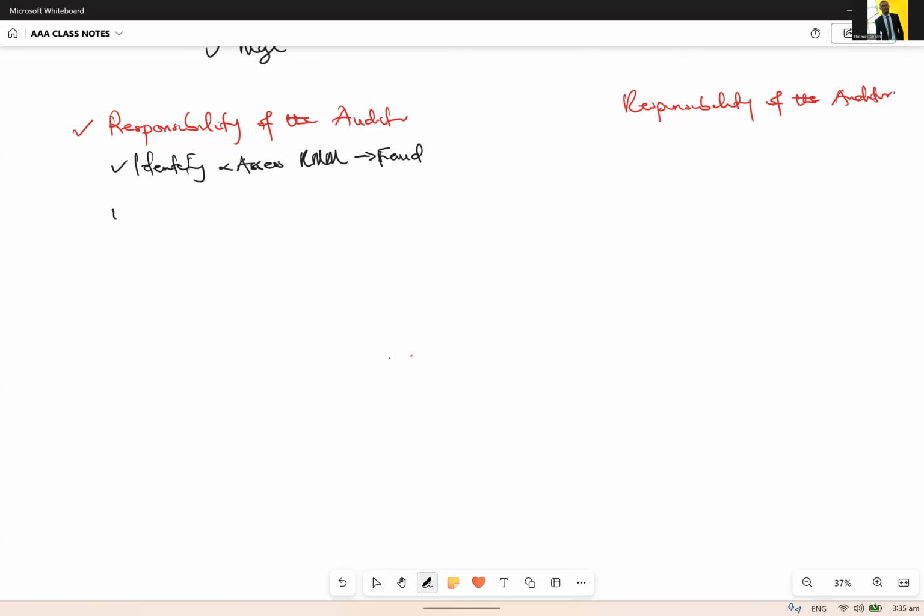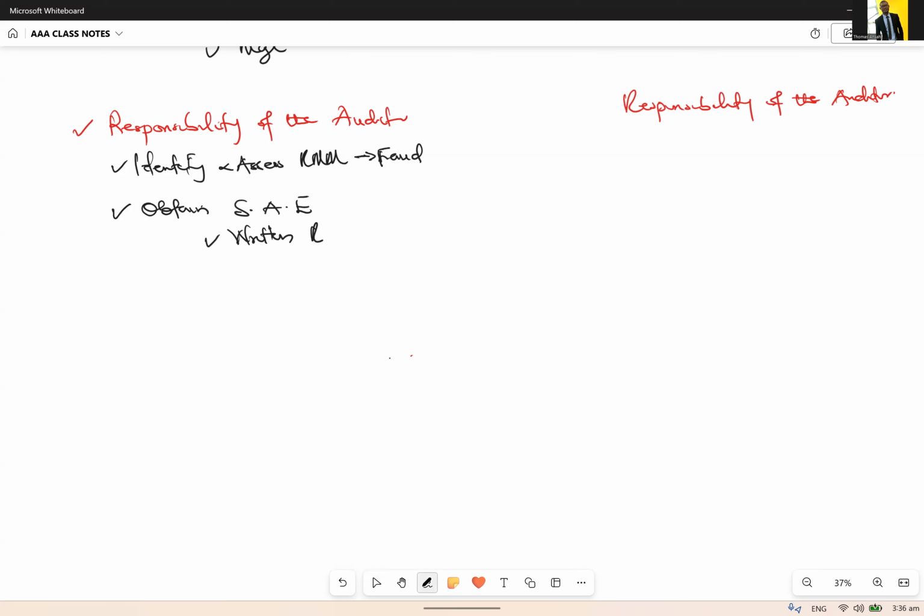Then if you identify and you assess it, then you must obtain sufficient appropriate evidence to support that. You must get sufficient appropriate evidence. Now, getting the evidence is where the issues come. One of the ways you can get the evidence is to obtain written representation.